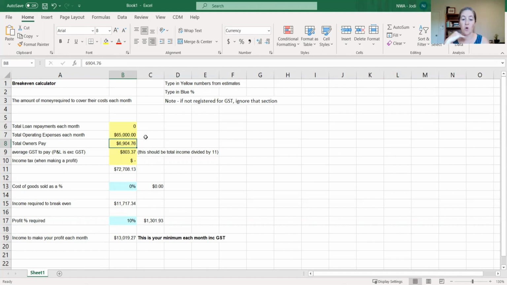So if your industry would pay you normally a salary of $70,000, you really don't want to pay anything less than a $70,000 salary to yourself. There's no point ripping yourself off. Let's make your business pay you a good wage. So these figures here are monthly figures. So $6,904 per month. I will just make that $7,500 a month. And then we've got your average GST to pay.